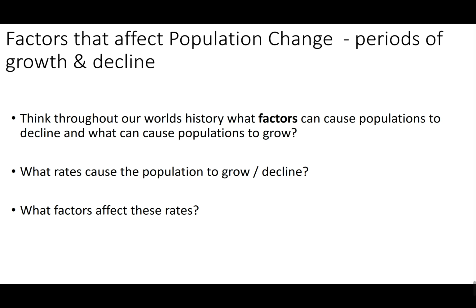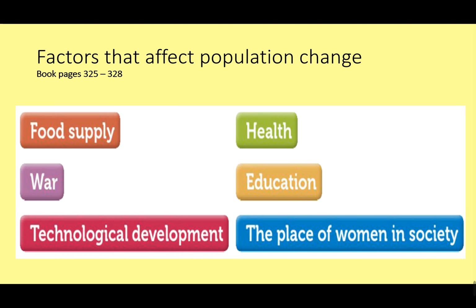Now, I'm sure you could name some, and if we were in class, I know you would all be scrambling to get an answer in, but for the moment, I'm just going to give you that answer. The six main factors that affect population change are food supply, war, technological development, health, education, and the place of women in society.